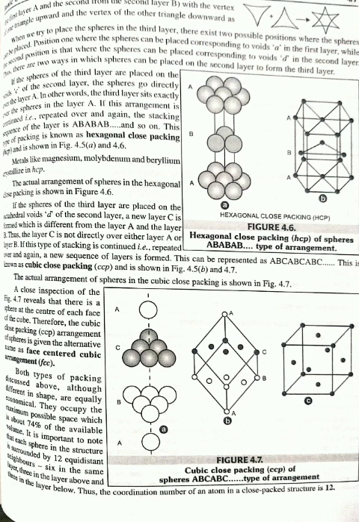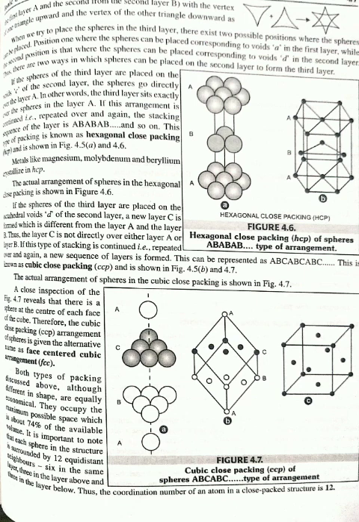If this arrangement is continued, that is, repeated over and over again, the stacking sequence of the layers is AB, AB, AB, and so on. This type of packing is known as hexagonal close packing, HCP, and is shown in figures 4.5 and 4.6. Metals like magnesium, molybdenum and beryllium crystallize in HCP. The actual arrangement of spheres in the hexagonal close packing is shown in figure 4.6.